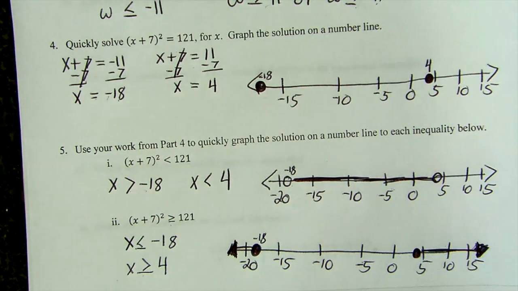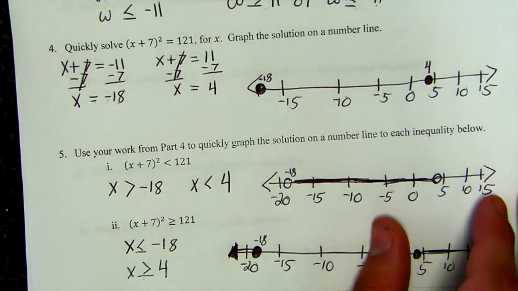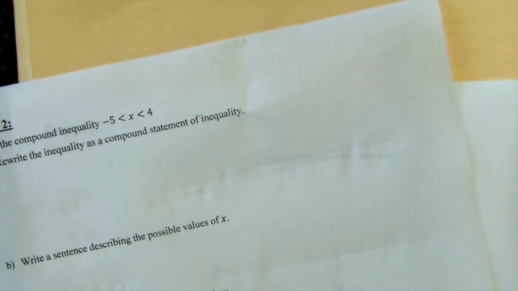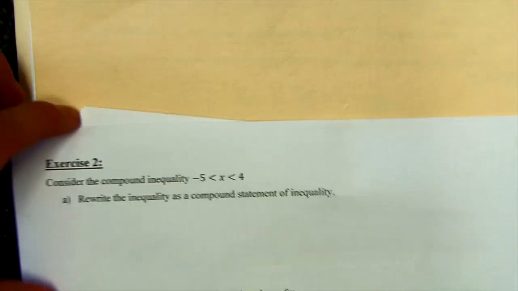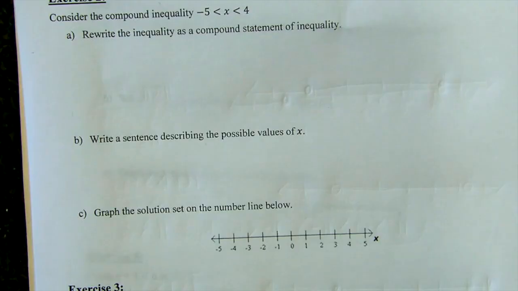Okay? Then, let's move on to our next example. So let's look at exercise 2. Exercise 2 wants us to consider the compound inequality, negative 5 is less than x is less than 4. They first want us to rewrite the inequality as a compound statement of inequality.